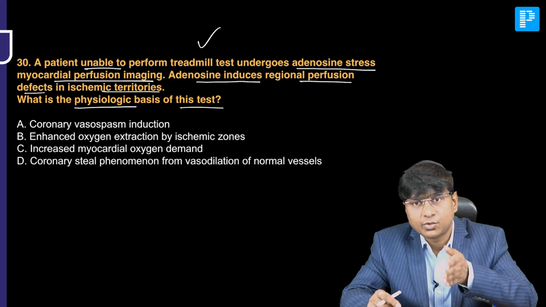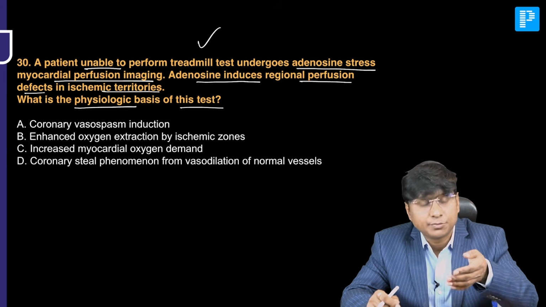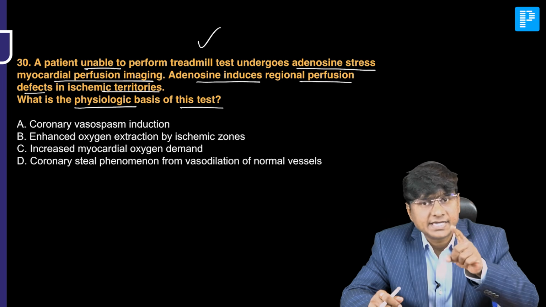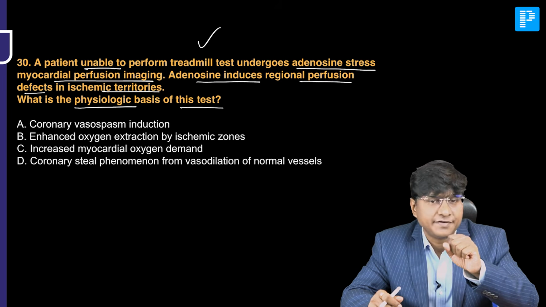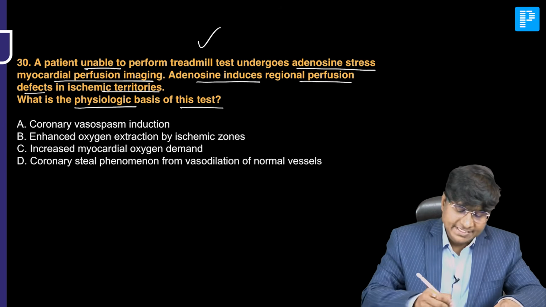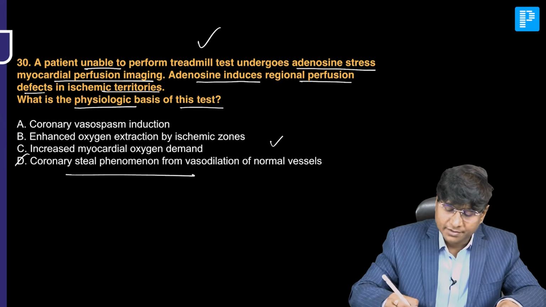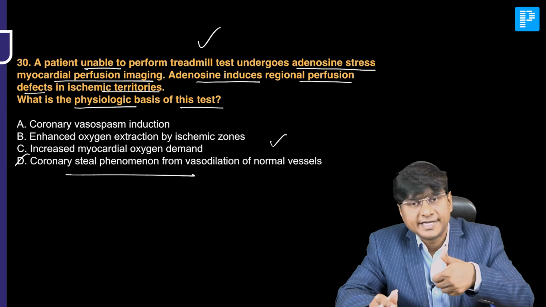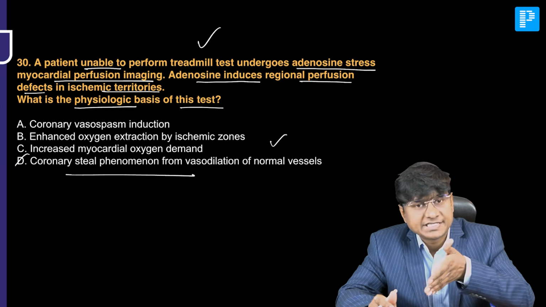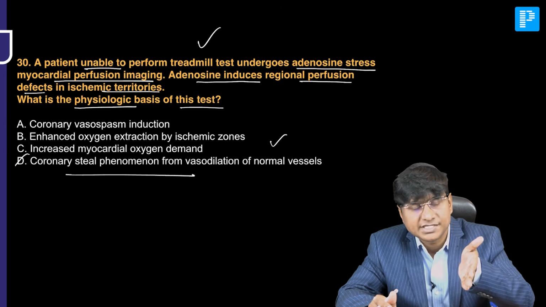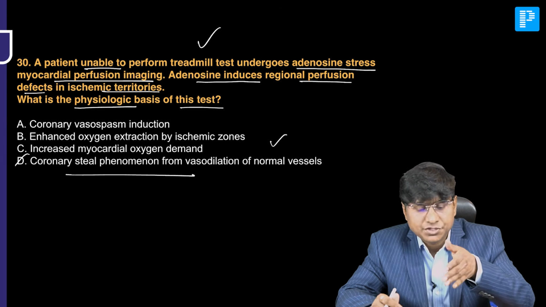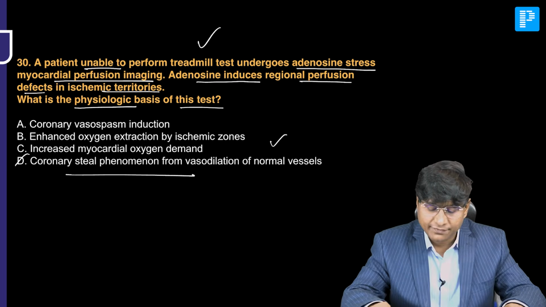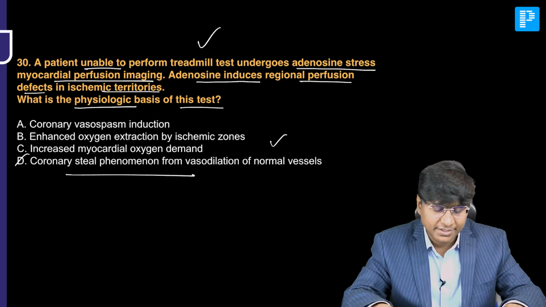So, a patient unable to perform the treadmill test undergoes adenosine stress myocardial perfusion imaging. And this adenosine induces a regional perfusion defect in the ischemic territory. Why? That is because of the coronary steal phenomenon from vasodilatation of the normal coronaries. What does adenosine do? Adenosine dilates the normal vessels. So the blood is diverted away from the stenotic vessels, causing the coronary steal. And a perfusion defect will be there on the imaging. So the answer in this question is the coronary steal phenomenon from vasodilation of the normal vessels.